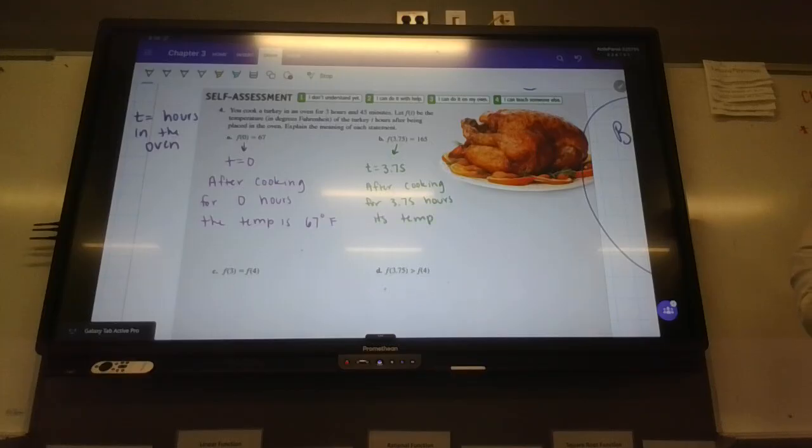Its temperature is 165 degrees Fahrenheit, so you can eat it. It took a long time. Anybody ever seen a turkey cook for almost 4 hours? That's some Martha Stewart gourmet.